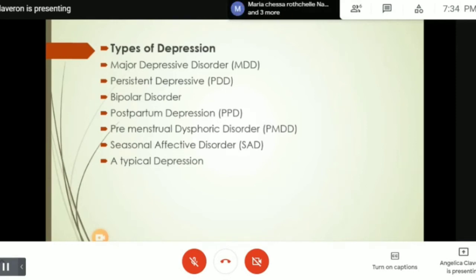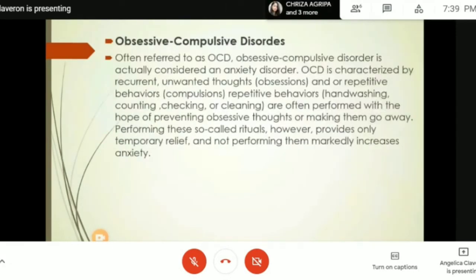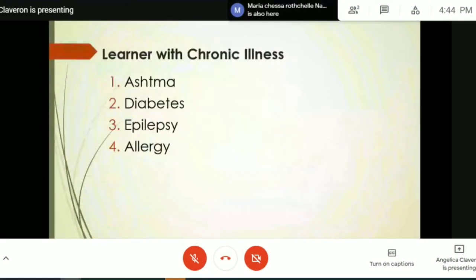Let's go to obsessive compulsive disorder, often referred to as OCD. It is actually considered an anxiety disorder. OCD is characterized by recurrent unwanted thoughts (obsessions) and repeated behaviors (compulsions). Repetitive behaviors like washing, counting, checking, or cleaning are often performed with the hope of making obsessive thoughts go away.